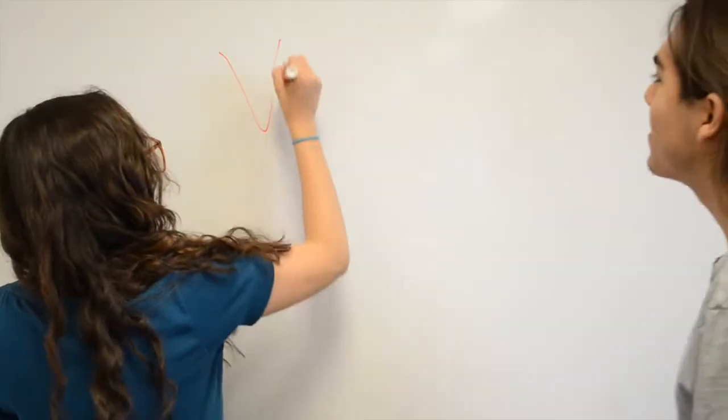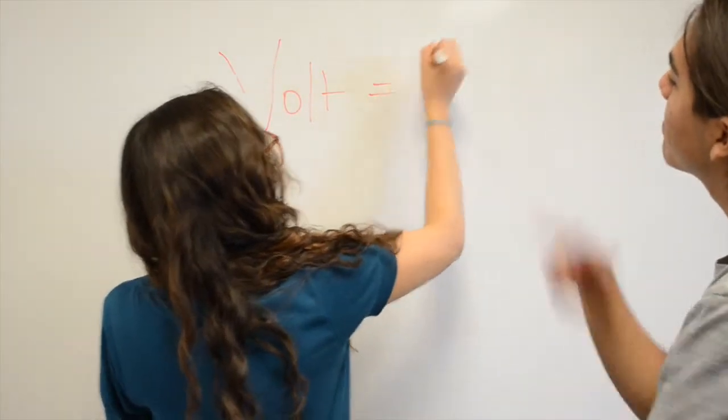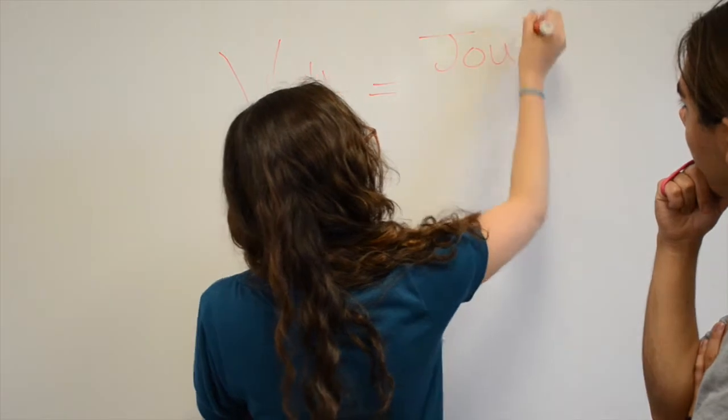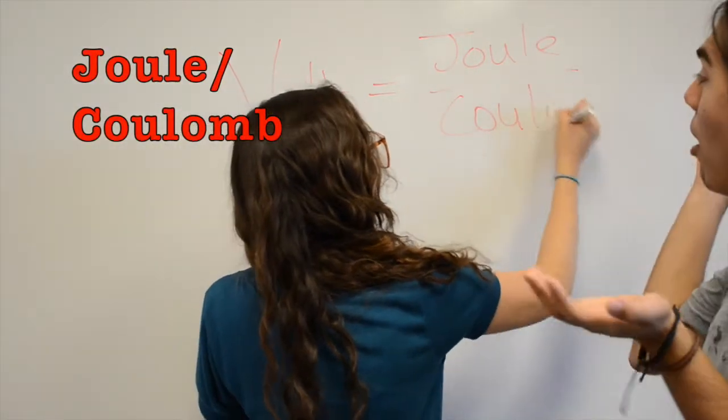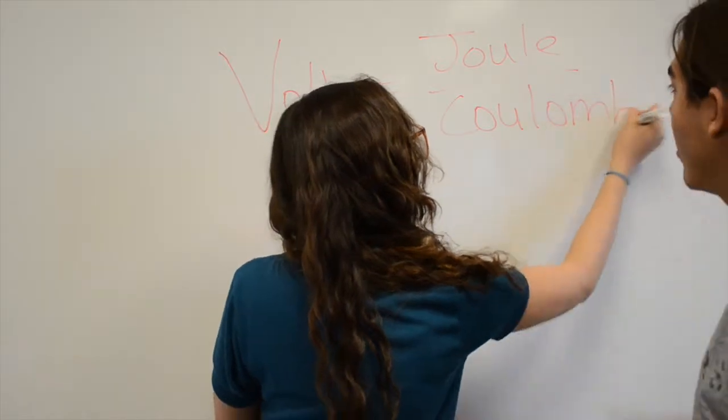Hey, Nicole, what's a volt? A volt is equal to a joule over a coulomb.